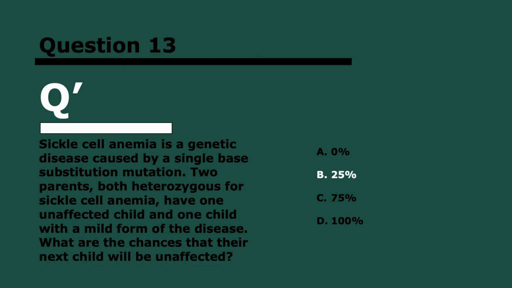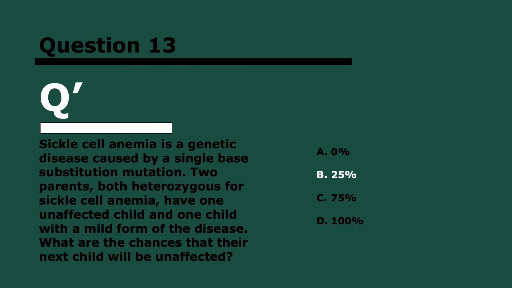Okay, it's 25%. Why? Because if the parents are heterozygous, that means they're both big A, small a. Then the chance that the next child will be unaffected, that is homozygous little a, is 25%, right? If you do a Punnett square, you'll soon figure out why. The possible combinations are big A, small a, that's 50%. Big A is 25%, and small a is 25%. The only chance that they're completely unaffected is the small a, right?